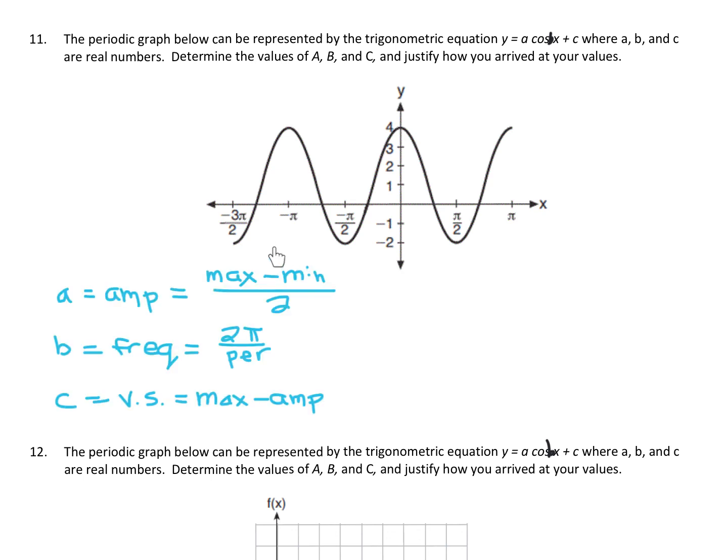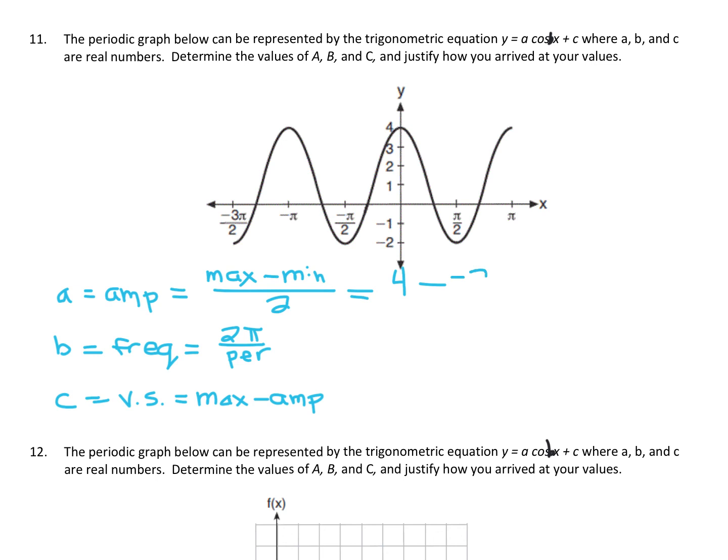And then in addition, I wrote the formulas, right? We know the amplitude is max minus min divided by 2. The frequency is 2 pi over the period. And the vertical shift is equal to the max minus the amp. All right, so let's take a look at our graph here and let's plug in some numbers. So we know the amplitude is the max, which is 4, minus the min, which is down here at -2.